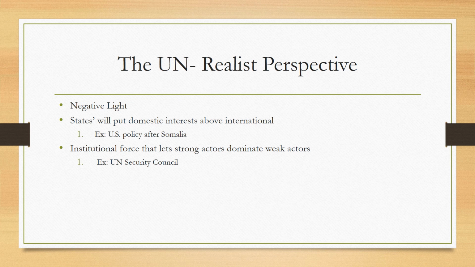Another criticism realists would have of the UN is that it provides an institutional force for strong actors to dominate weak actors. This can be seen in the UN Security Council. The Council is comprised of 5 permanent members, which are primarily world powers, and 10 non-permanent members. Realists would argue that this structure does not distribute power appropriately and does not allow for medium and regional powers to have an adequate voice.